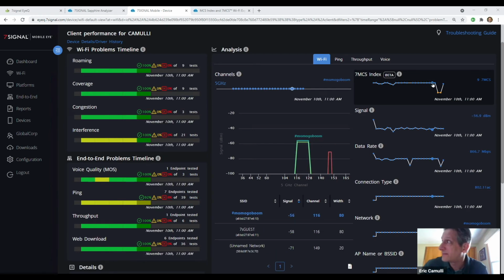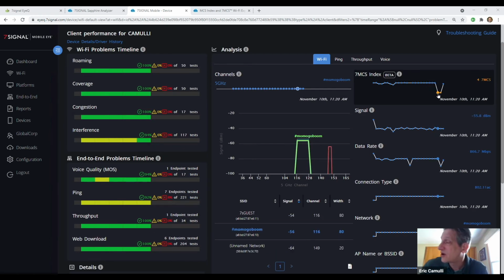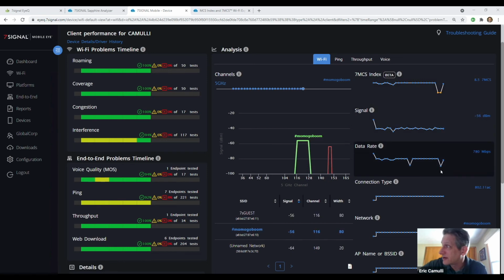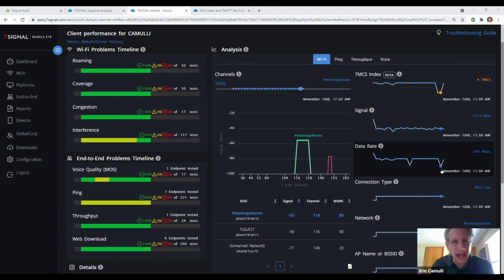But uh-oh, what happened? My MCS score dipped all the way down to 4. Holy moly, how did that happen? Well, I don't know, but look at my data rate. My data rate went all the way down to 390, indicating that there is something happening in the RF environment that caused this step down in data rate. I don't know, maybe Momo the cat is laying on the access point. I don't know. The point is that 7SIGNAL very quickly and very easily is able to calculate that there is something going on preventing your computer from being the best that it can be.